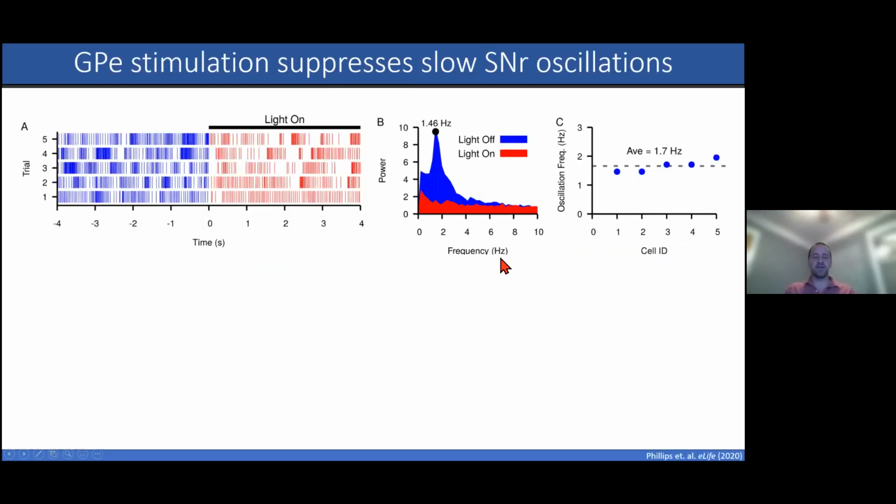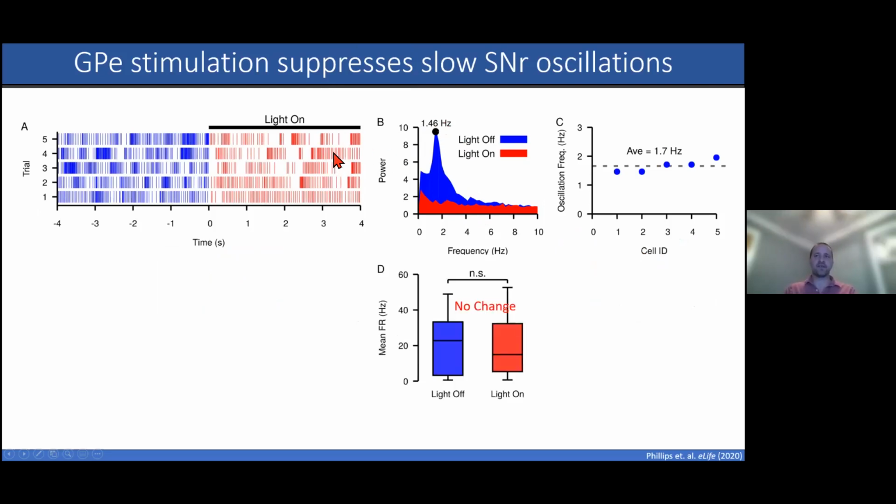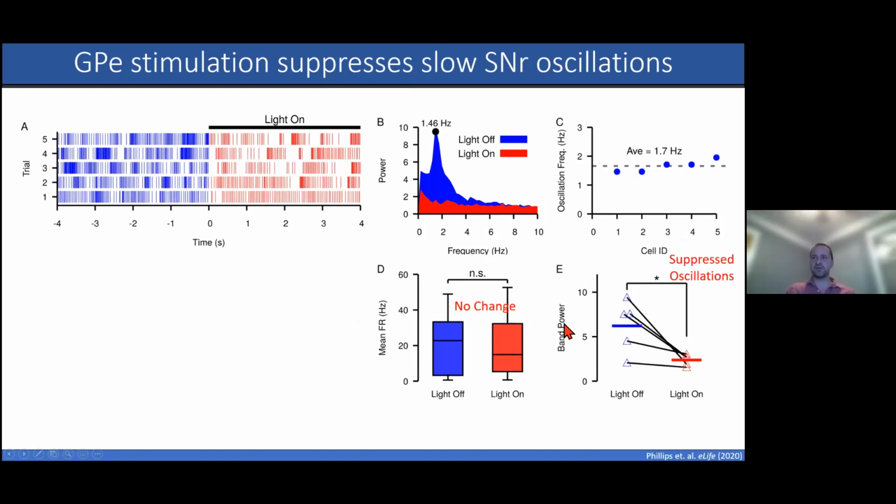We identified some of the slow oscillatory units within the SNR, shown here, identified by the power spectrum. And then we optogenetically stimulated GPE neurons. One surprising thing is that you actually get no change in the firing rate of SNR neurons, but you get a substantial reduction in the oscillations of these neurons.